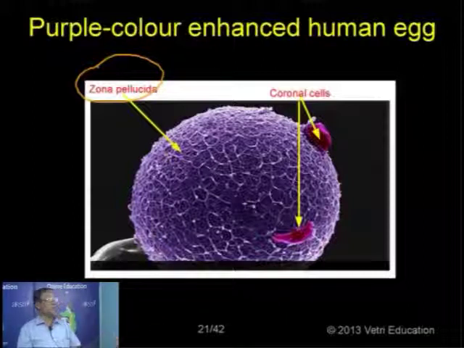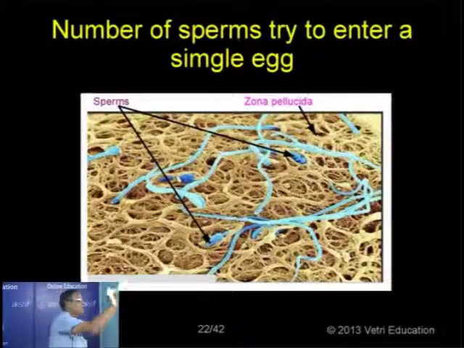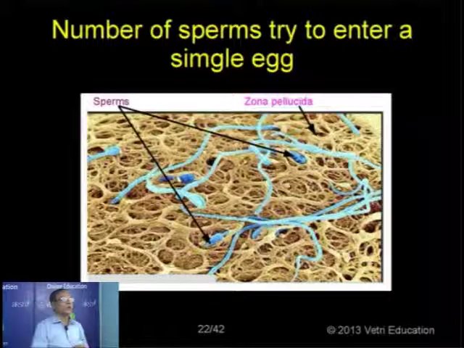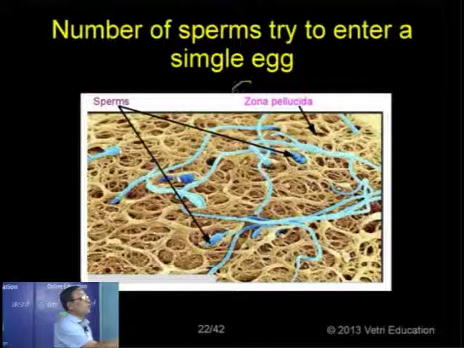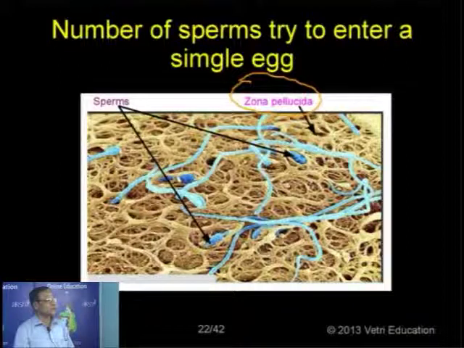Now this is a beautiful photograph of the human egg. Here is the surface of the plasma membrane and then the zona pellucida. So the egg is surrounded by the plasma membrane, over which we have the primary egg membrane, the zona pellucida. See the network-like structure: the yellow structure represents the zona pellucida, the primary egg membrane.